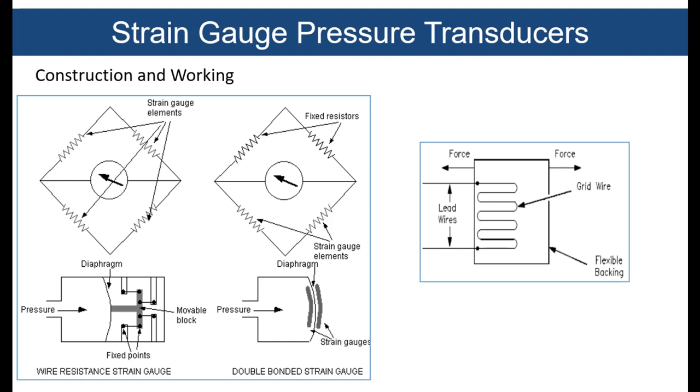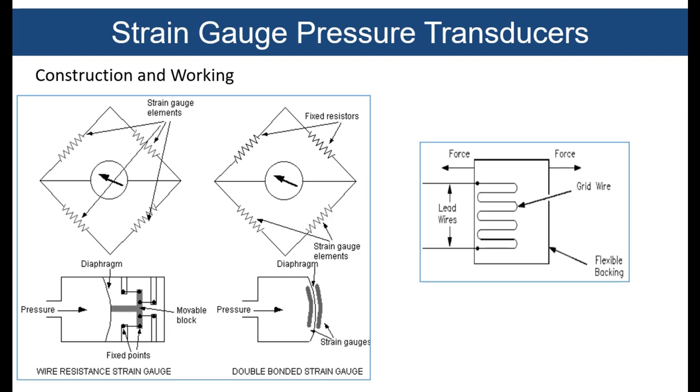If you see the double bonded strain gauge, instead of four strain gauge elements, we have only two strain gauge elements and two fixed resistors over here. And the area where the pressure is applied is a little different. Earlier we had one movable block attached with the diaphragm and the fixed points, but over here we have only one diaphragm attached with the strain gauges. There are no movable blocks in this.